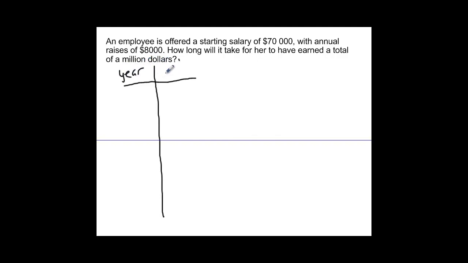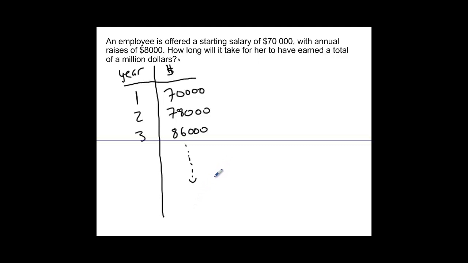This would be like what year it is. And then this would be how much money you earn. Okay. In year 1, you earn $70,000. In year 2, you're up to $78,000 because you made $8,000 more. In year 3, you'd be up to $86,000, etc. Well, my question here is not what year will you earn $1 million?